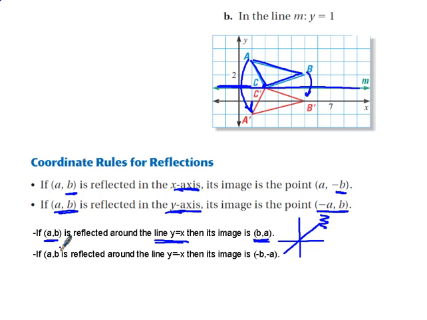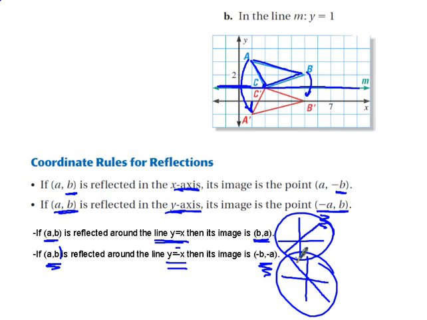A little parenthesis there. If you're reflecting around y equal to negative x, that looks something like this, going up to the left. The (A, B) values are going to flip and change sign. Okay, so those are the coordinate rules for our basic reflections around the x-axis, around the y-axis, around the line y equal to x, and y equal to negative x. So let's try a couple examples of those.